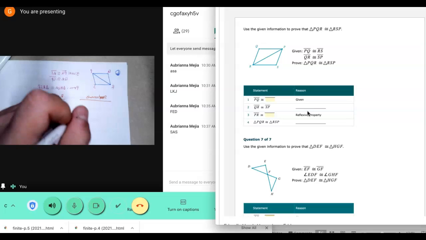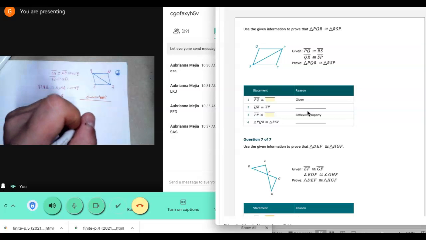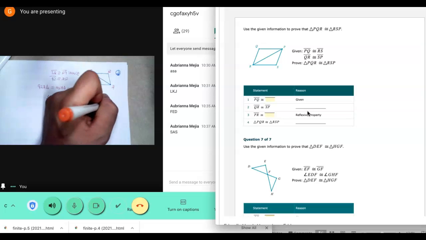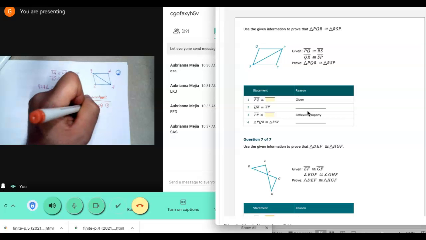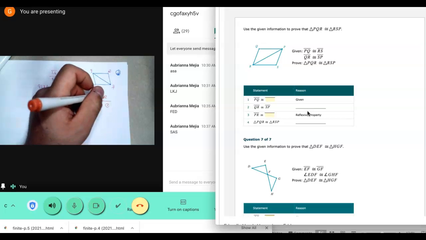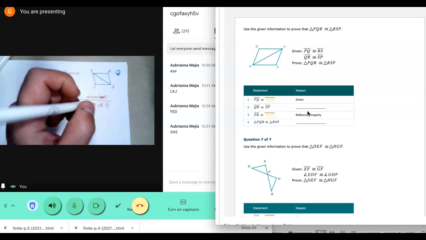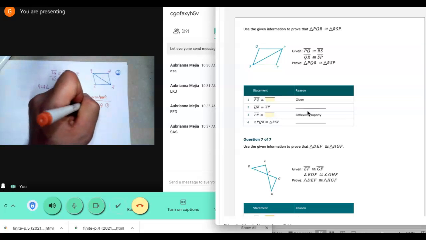So your statements and your reasons. Notice how some of it is filled out already, guys. Statement number 1, PQ is congruent to blank. Normally you can start a proof off with the given information. If you look at the given information, you guys see it says that PQ is congruent to RS.